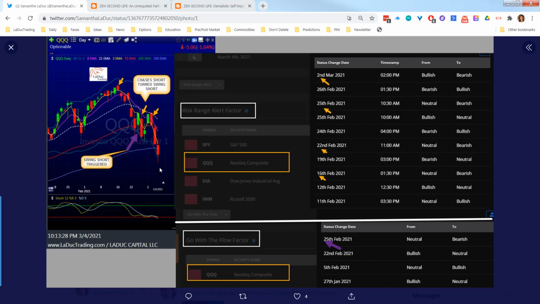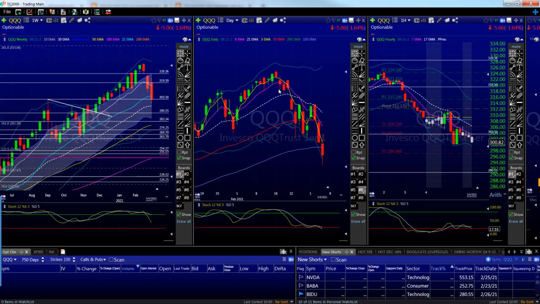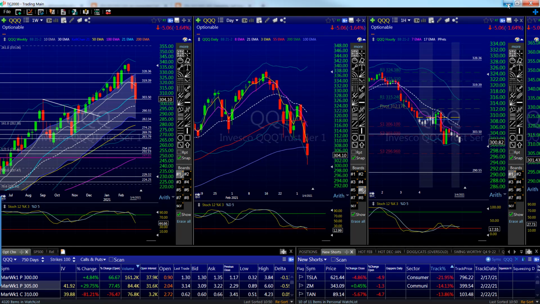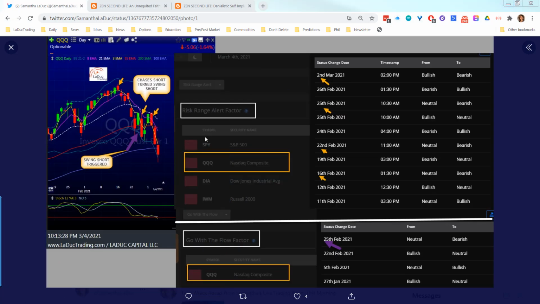I mean, we hit $300 today from a price target of literally 338 on the high. So not that you're going to catch all of that, even if you're doing discretionary trading, using whatever modality you use. I'm simply adding to your toolbox of tools. And you can see that with the risk range alert, it triggered bearish at 2 o'clock on March 2nd and hasn't changed alert status since.